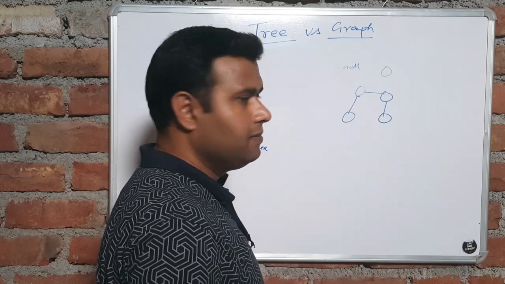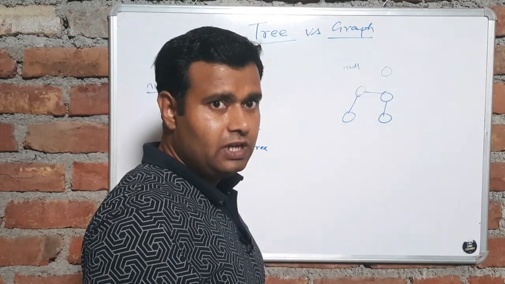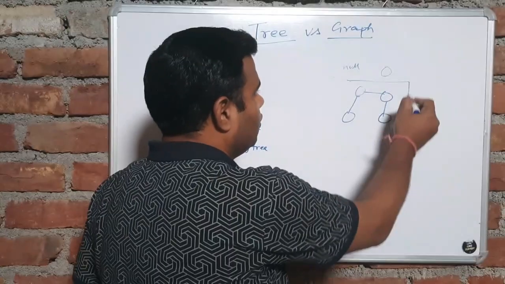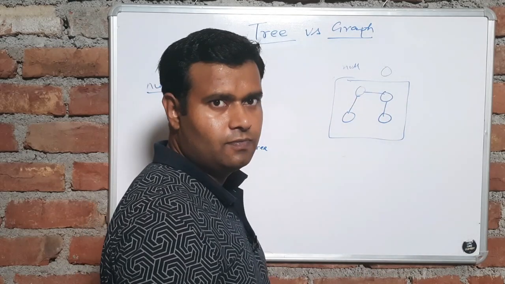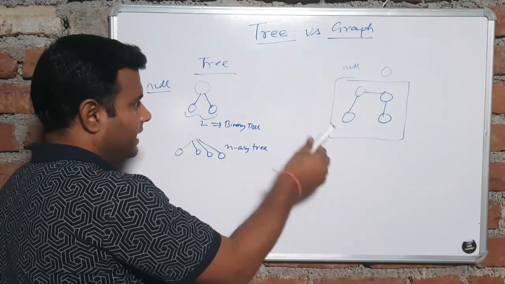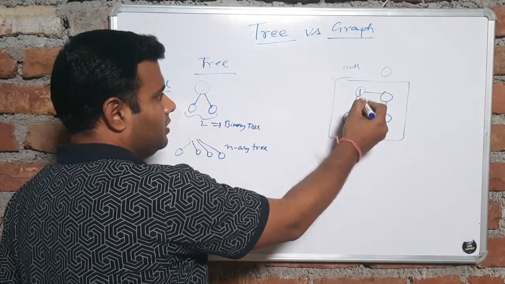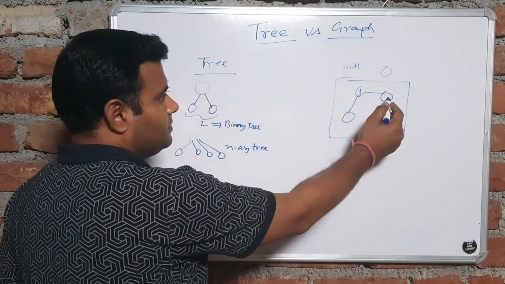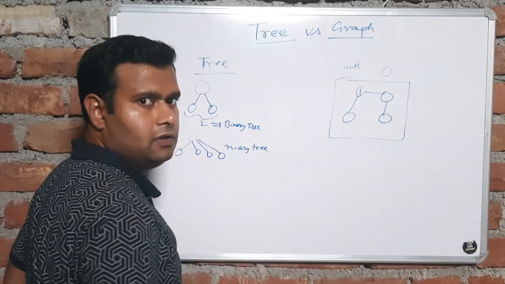Can we say this is a tree? Let me know in the comment section what you think. This particular part is a tree or not. See the definition. There is a node. It can have children. So this node has two children, and this particular node again has children. So this is a tree.